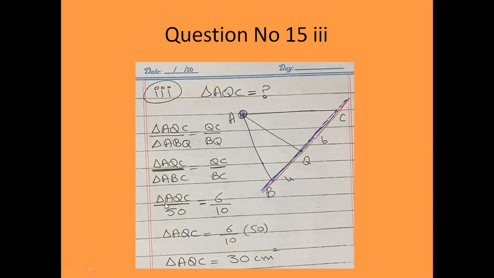QC divided by BC. So the triangle AQC will be, with the area of the triangle ABC we just calculated in the previous part, that's 50. And the QC, the base of this triangle, is 6. The base of this whole triangle is 10. Just cross multiply: triangle AQC will be 6 by 10 into 50. So the triangle AQC will be 30 centimeters square. Here again, we have used that case in which this triangle and this full triangle have the same baseline. This colored line is their baseline, and they have a common third vertex. So the ratio of their areas is equal to the ratio of their bases.